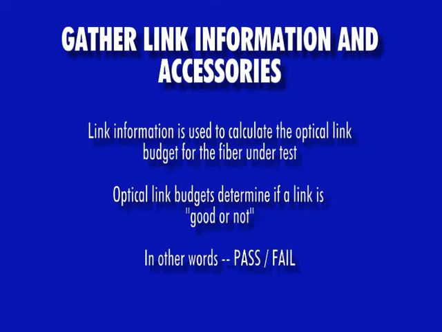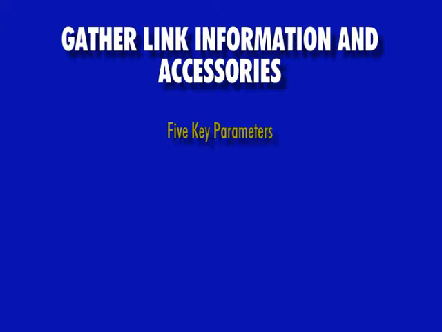Before beginning any fiber test, the user must gather the necessary link information and accessories required to complete the test. Link information is used to help determine how much loss is acceptable for the fiber under test, otherwise known as a link budget. Optical loss measurements are compared to the link budget to determine if the fiber is good or not, which is the same as saying pass or fail. There are 5 key parameters that apply to any fiber optic test.